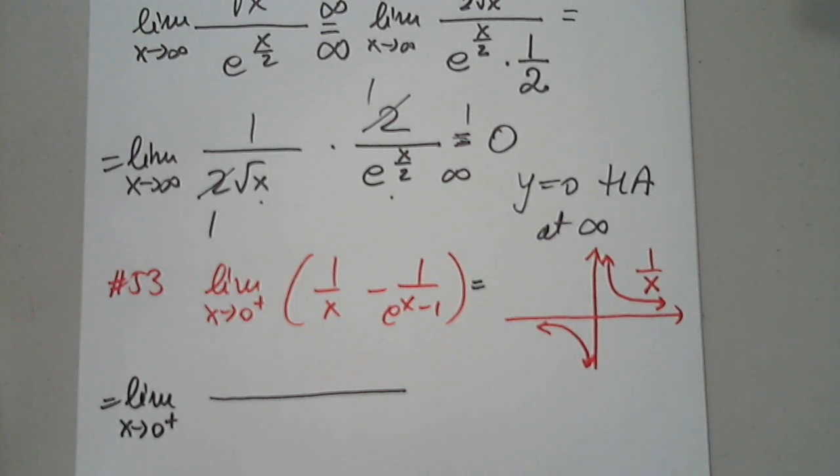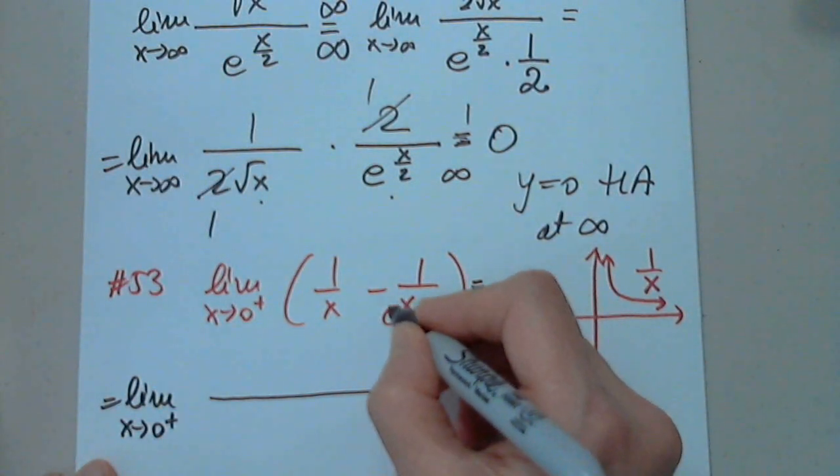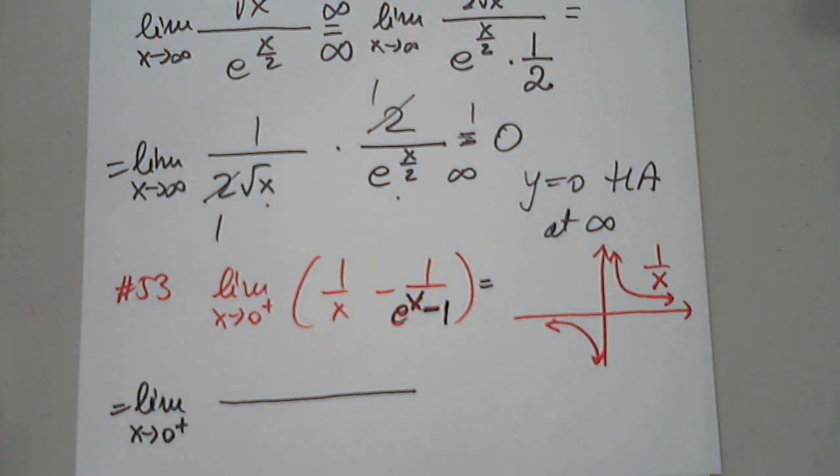Let me look again if I copied this correctly. Is it e to the, where is it? E to the x minus 1. So just to make sure it's not a power, e to the x and then minus 1. Just to make sure it's very clear. Good. So then what is the least common denominator then?